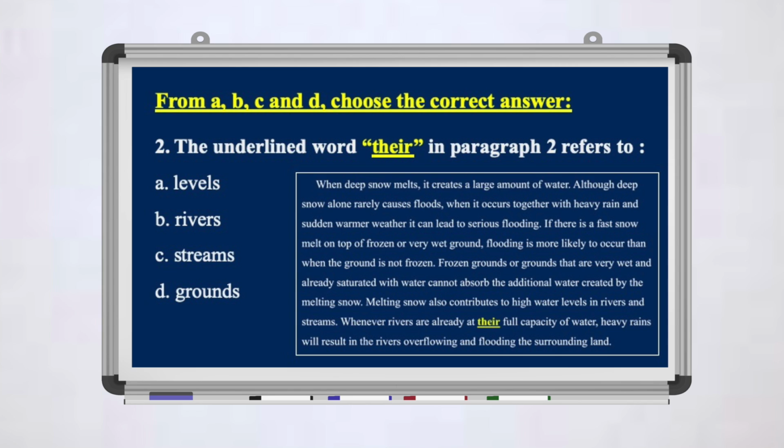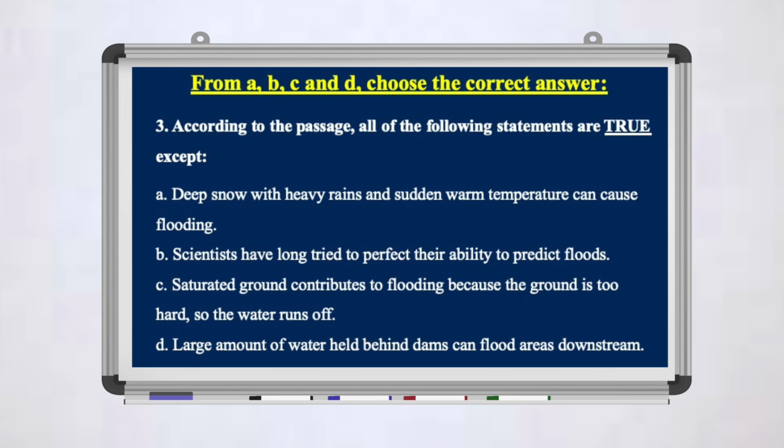If you read the sentence, it says, whenever rivers are already at their full capacity of water, heavy rains will result in the rivers overflowing and flooding the surrounding land. So the word there refers to rivers. So is the answer levels? No, it's not. We just told you the answer, right? It's rivers. Well done.